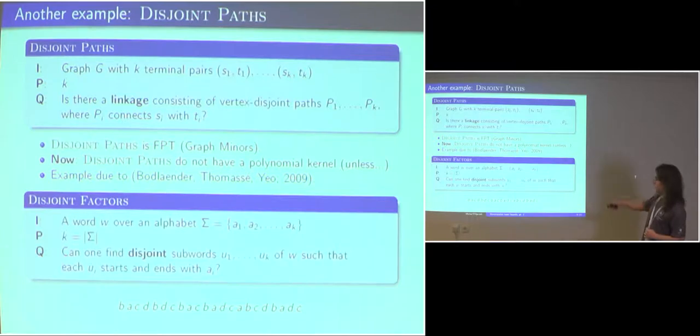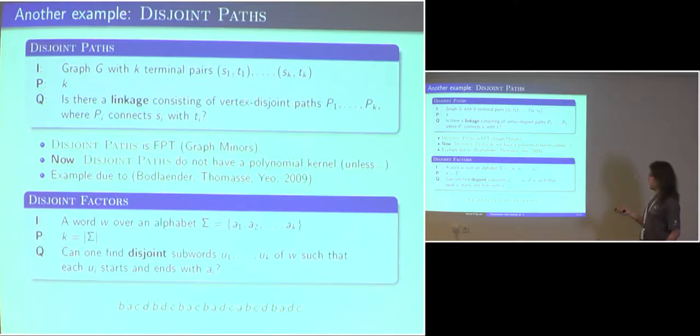Okay, so the auxiliary problem will be quite funny. It will actually have nothing to do with graphs. It will be a problem on words. I've got a word W over some alphabet on the input, and the alphabet has k letters. The size of the alphabet is my parameter. So I've got a long word, say like this. This is a word over a 4-letter alphabet consisting of A, B, C, D.